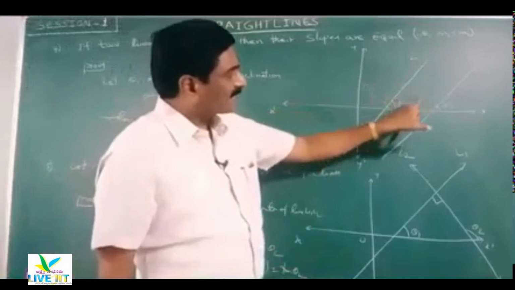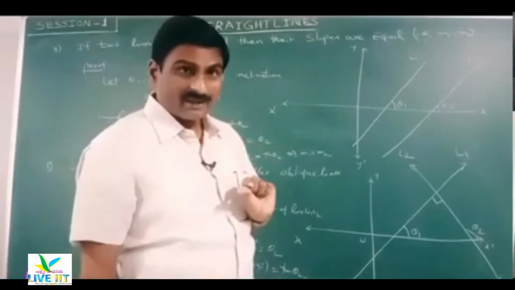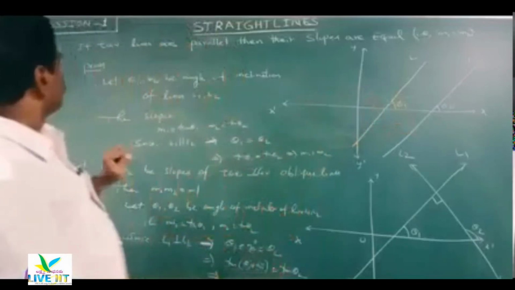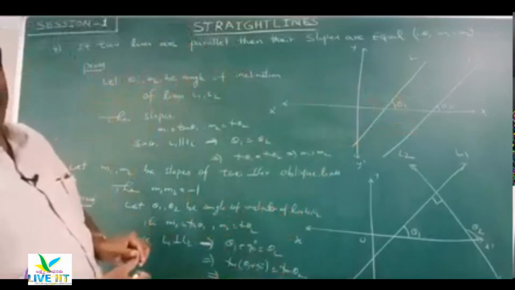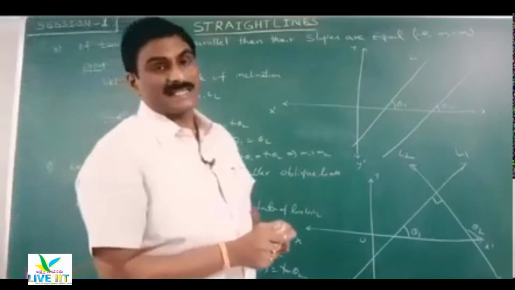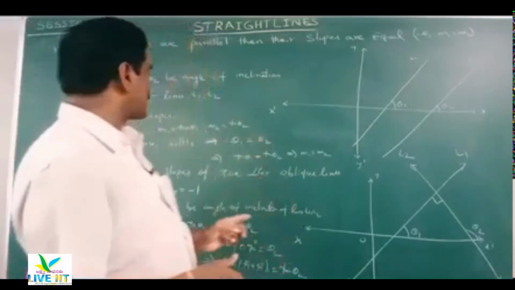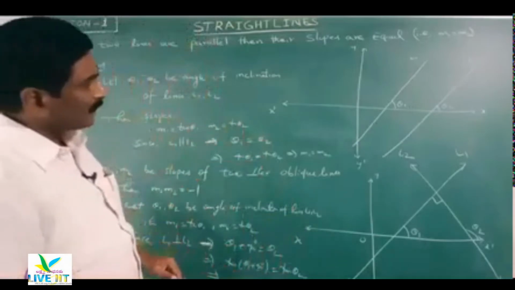Suppose L1, L2 are two lines which make angles theta 1, theta 2 with the x-axis. That means the angles of inclination are theta 1, theta 2. Let theta 1, theta 2 be the angles of inclination of the lines L1, L2. If the angle of inclination is given, what is the slope? m is equal to tan theta. The slope of the first line, m1, is equal to tan theta 1. The slope m2 is equal to tan theta 2.